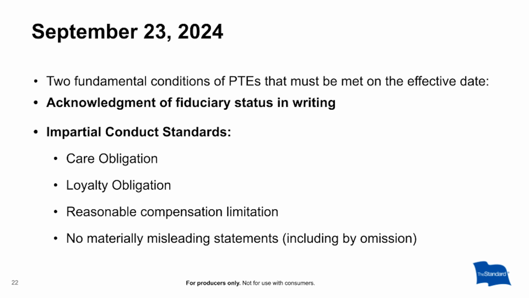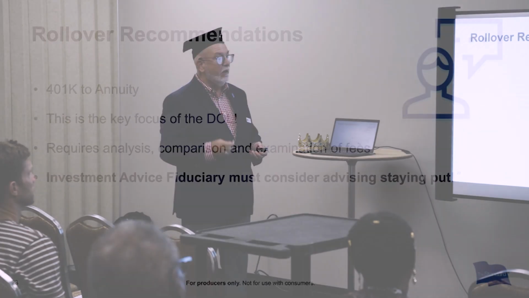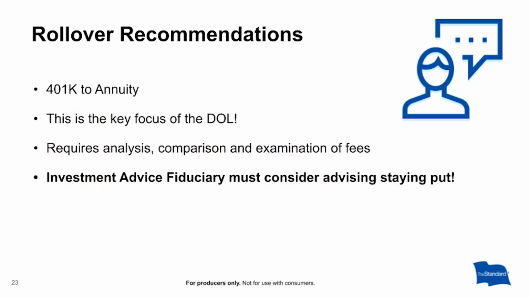The care obligation, you had a process. You were prudent in your analysis and recommendations. You were loyal to the client, putting their interests above your own. You have reasonable compensation. You didn't get anything excessive on that. And then you didn't engage in any material and misleading statements on what the product is. You disclose surrender charges, for example, with an annuity, those kinds of things. You do those 2 things on September 23rd, 2024, you're good. Happy day.